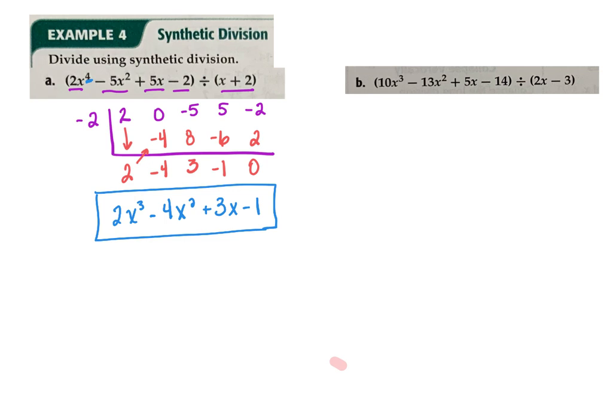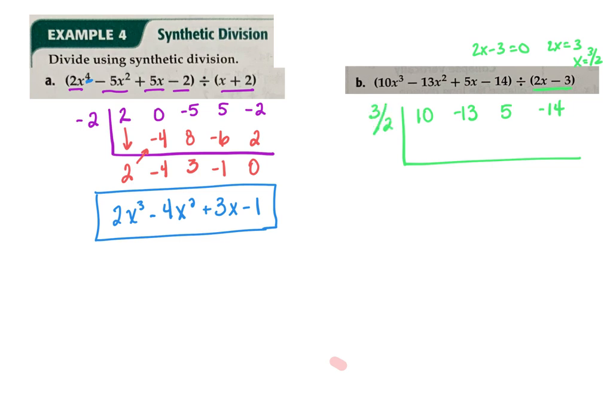Fractions all pretty much go away, but I want to at least show it to you. So for this one, I would set this up exactly the same way. I would have 10, that's cubed, negative 13 is squared, 5 is just x, and negative 14 here. Now, I need to set this guy equal to 0. So that's add the 3 over. So x is going to equal 3 halves.